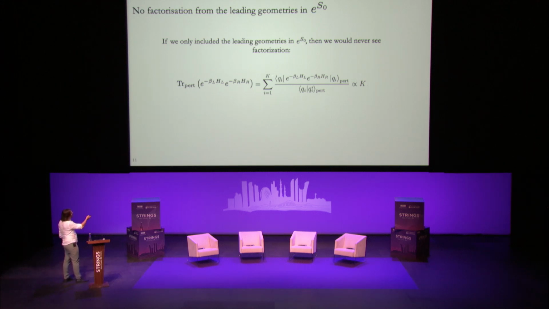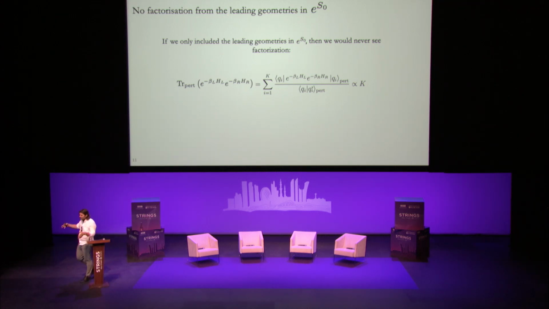This is kind of clear because I can explicitly write the trace over the perturbative Hilbert space as a sum from 1 to k. These states are orthogonal to each other, so the matrix M is just trivial, it's just the identity. The trace is the sum of the inner products between qi, k left, k right, and qi. And this sum just grows forever. The more I increase k, the bigger the trace is.